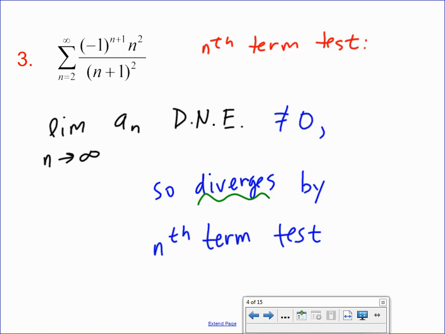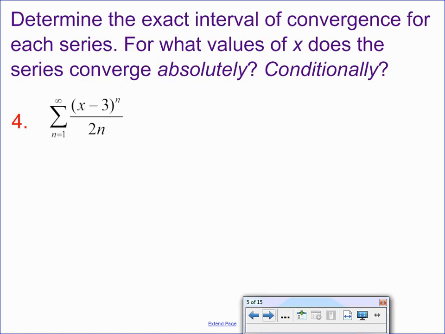All right. And so, right, testing the convergence of your knowledge about convergence is these finding the interval of convergence. For what values of x does a particular power series converge absolutely? For what values of x does it converge conditionally, right? Or does it diverge entirely? So let's take a look at this one, number four.